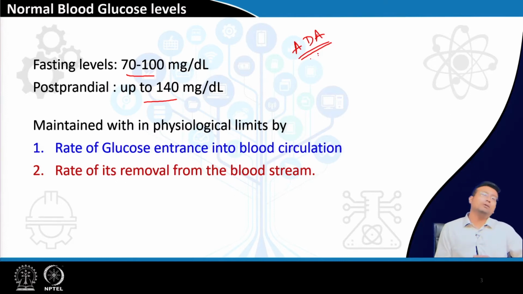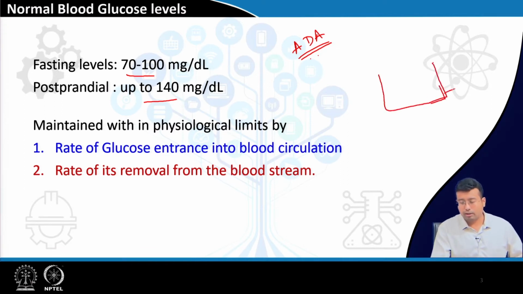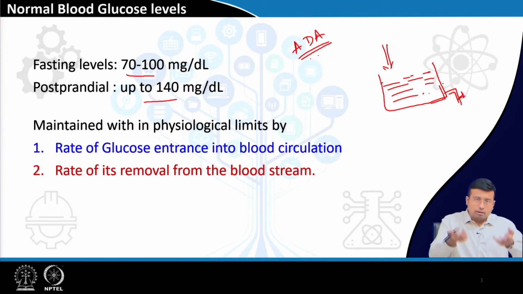So, this normal blood glucose level can be maintained by two factors. Suppose there is a jar of water, and there is a tap, and we are constantly filling the jar from above. In order to maintain the water level, what will be the factors? The two factors definitely are the rate of entry into the bowl and the rate of exit. If these two rates are same, then the level of water will be same.